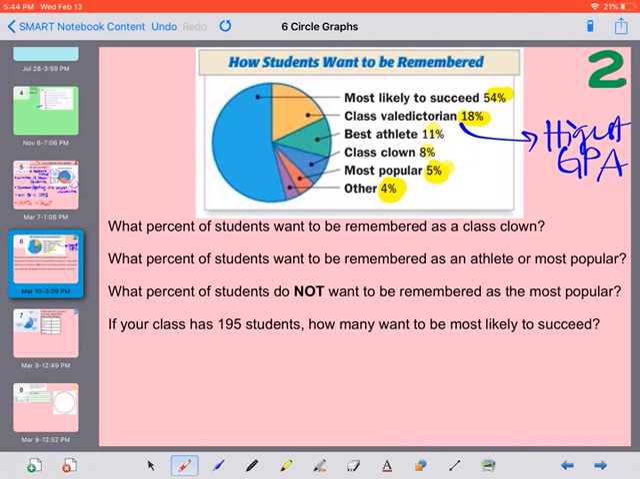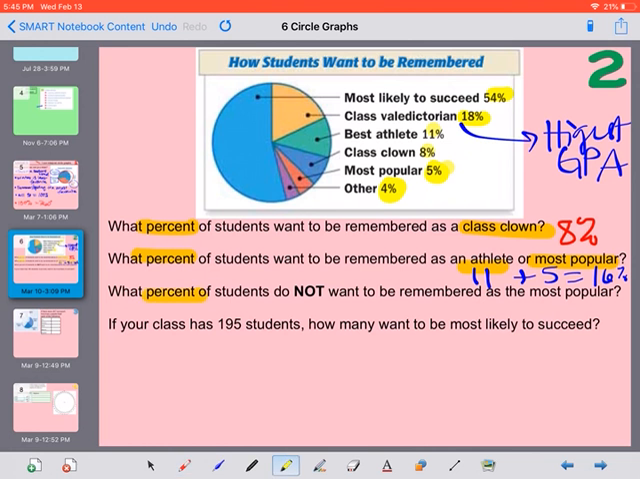So we're going to answer these 4 questions. What percent of students want to be remembered as a class clown? They're asking for the percent, so we can just list it. Class clown was 8%. What percent of students want to be remembered as an athlete or the most popular? If we have 2 things, we simply add those 2 percents together. Athlete was 11%. Most popular was 5%. So total, 16% of people said they wanted to be remembered as an athlete or the most popular.